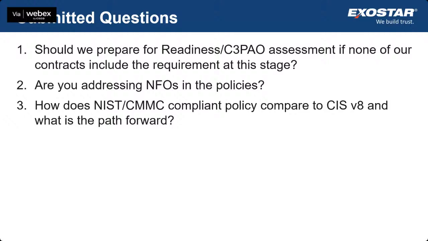So again, look at what you've got today, look at what your requirements are, and understand if you're in that group that has those clauses in your contract. If you're an organization that receives controlled unclassified information, then you'll need to be ready for that third party assessment of how you're doing against those NIST 800-171 controls.